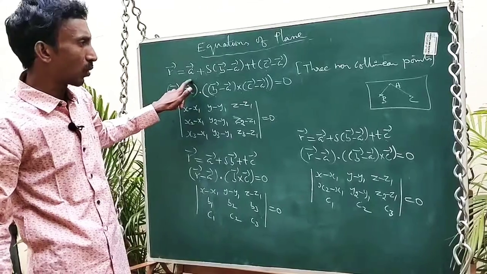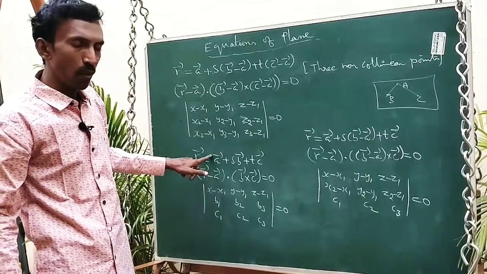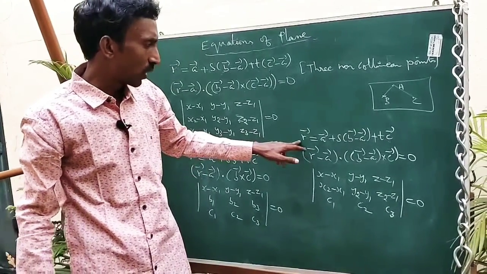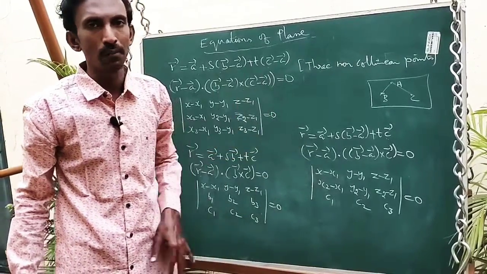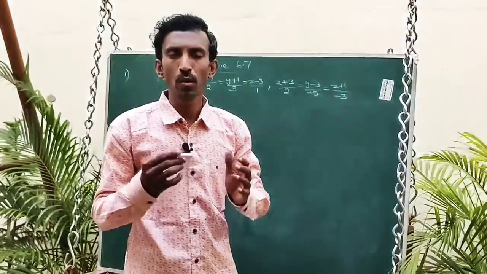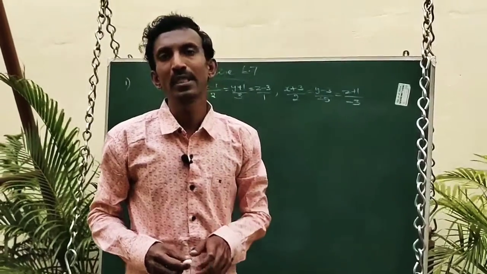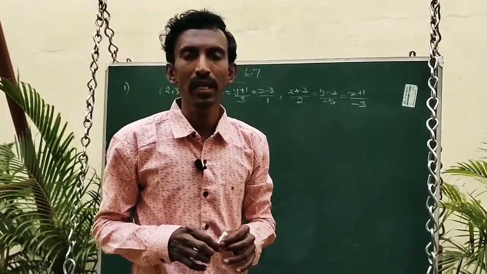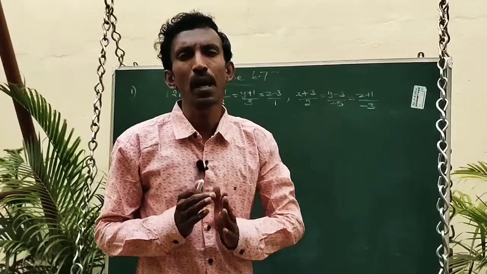First one is 3 non-collinear points. Second one is 1 point, 2 parallels. The third one is 2 points, 1 parallel. Now we are going to solve the problems in exercise 6.7. I think it consists of 7 problems.